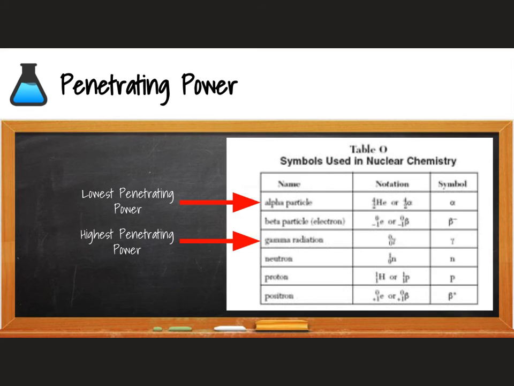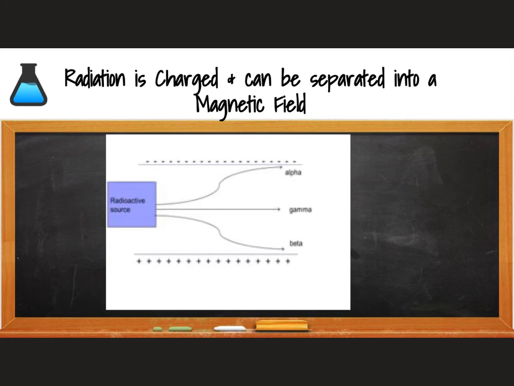This is just another slide that recaps the penetrating power. The lowest is going to be the alpha, the highest or the strongest is going to be the gamma, and then the beta falls somewhere in the middle. It's important to also know that radiation is charged, and because it's charged, it can be separated into a magnetic field. If it's separated into a magnetic field, it's important to know what's going to be attracted to what. So the main thing here is to know that opposites attract.